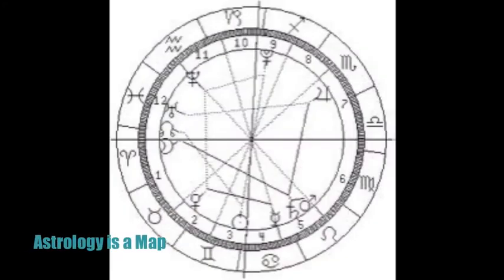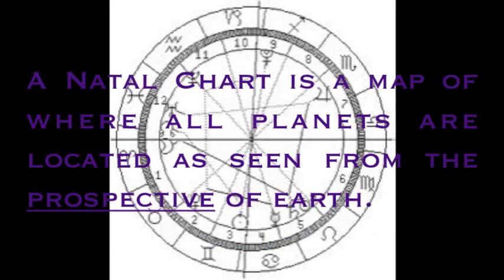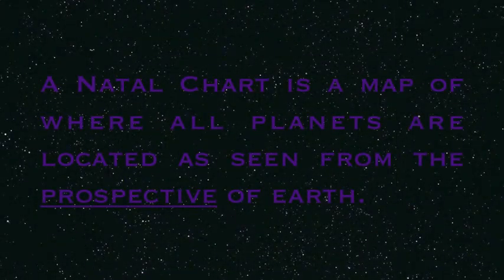So what is your natal chart a picture of? Simply, it is a picture of a map. A map of where all the planets are located as seen from the perspective of Earth. Remember, astrology is from the perspective of the Earth. For the moment, don't get too overwhelmed about orienting yourself to the map. That will be covered at a later lesson.